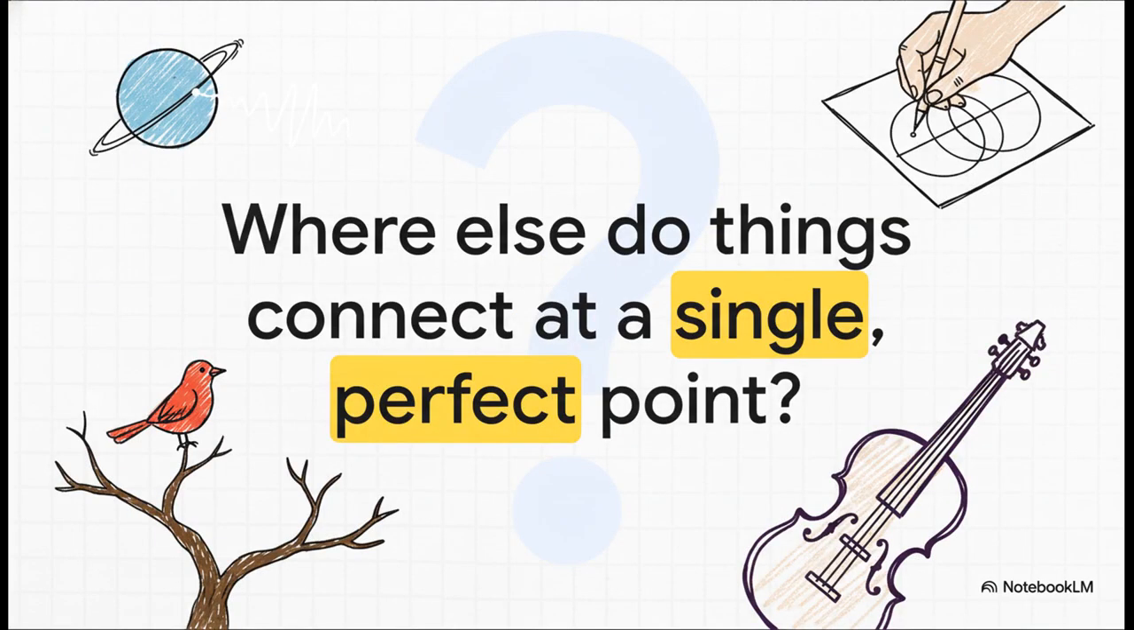So that's the geometry of the tangent. But it leaves us with a bigger question, doesn't it? This whole idea of a perfect singular connection is so fundamental. Where else in the universe do we see it? In physics, or art, or maybe even in nature? Definitely something to think about.